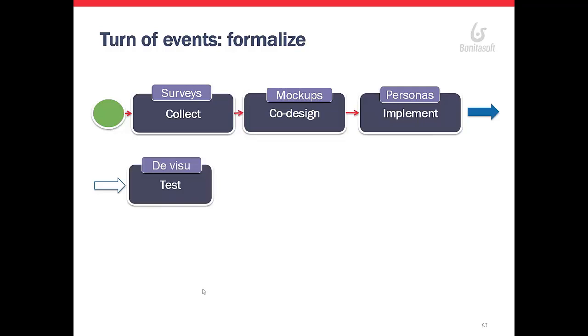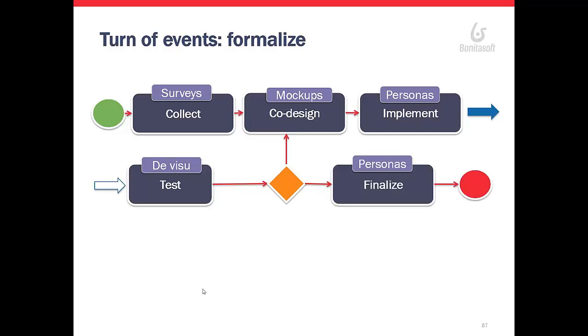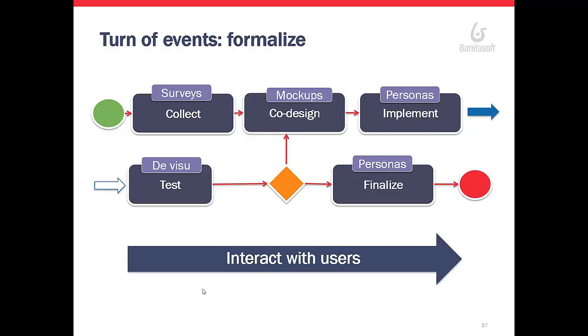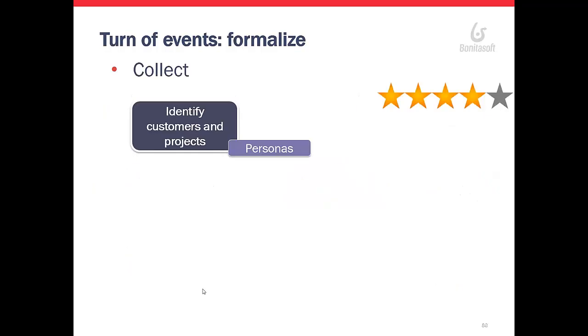Then we want to test it with real people with some iterations. And then you remember it's Boolean. If the tester is not successful, then we go back to co-design sessions, implementation, and test. And then we finalize with, again, the personas in mind. All through this process, we need to interact with users with some iterations.